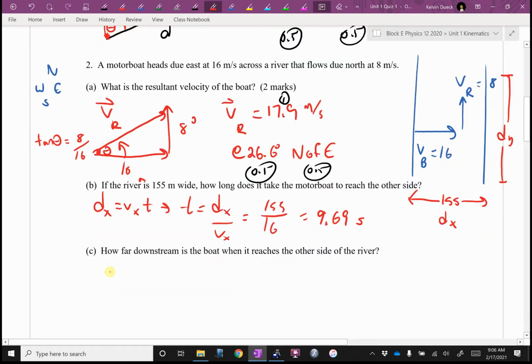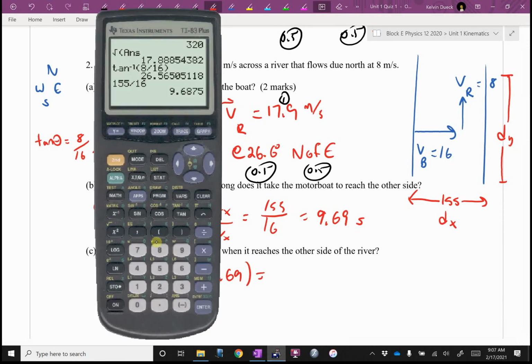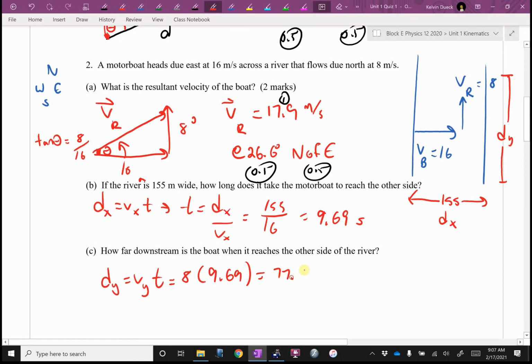Okay, I'm going to go dy equals vyt. No plus a half at squared, because on the river a is 0. So it's going to be 8 times 9.69, and I can use time in this equation since it's a scalar. It's the one that can go in both a horizontal and a vertical equation. You get 77.5 if you use your answer button. Probably a little bit different if you use 9.69, but 77.5 meters. One mark.